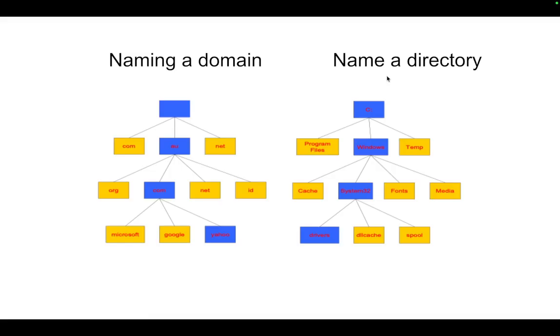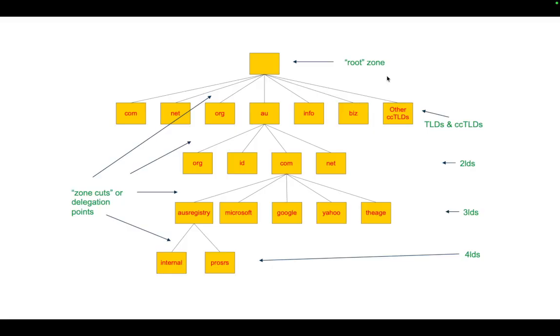Domain naming and directory naming. Domain naming starts with a dot, and there are top level domains, and beneath the top level domains there could be other sub level domains, and so on and so forth, as shown in the figure.